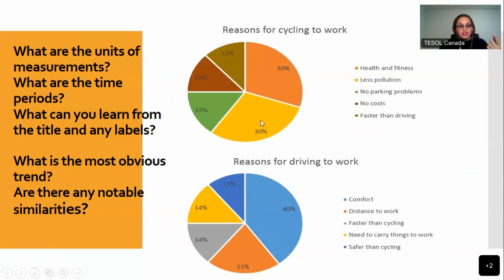But you need to pay attention. What are the units of measurement? Is it persons? Is it numbers? Is it in thousands, in millions? And what about the time periods? Is it past or future? Because the tense of the verb depends on the time period.